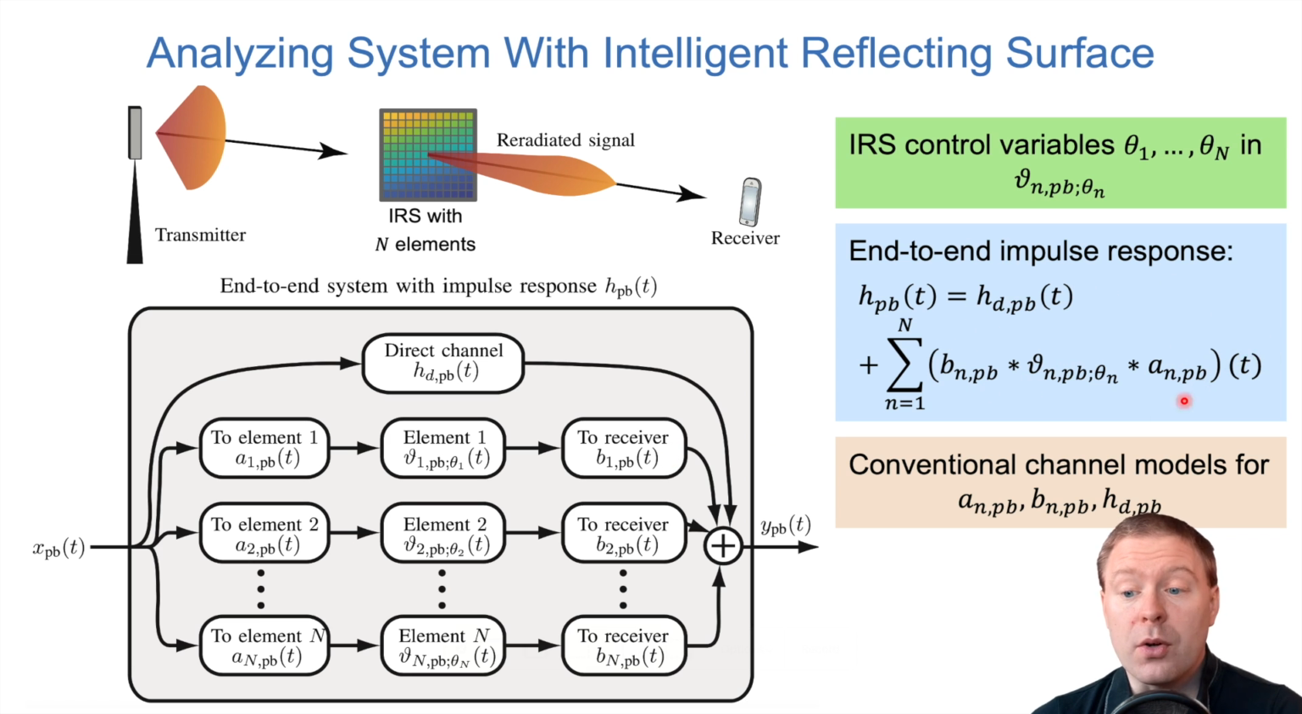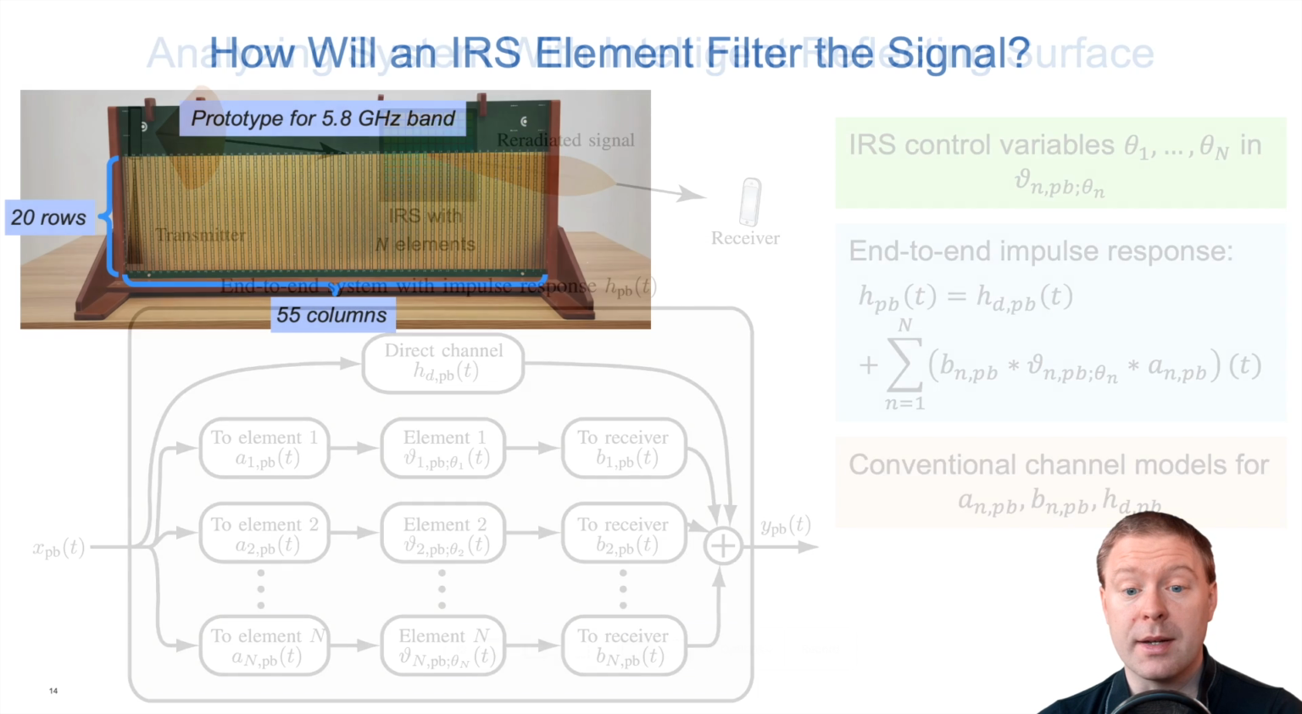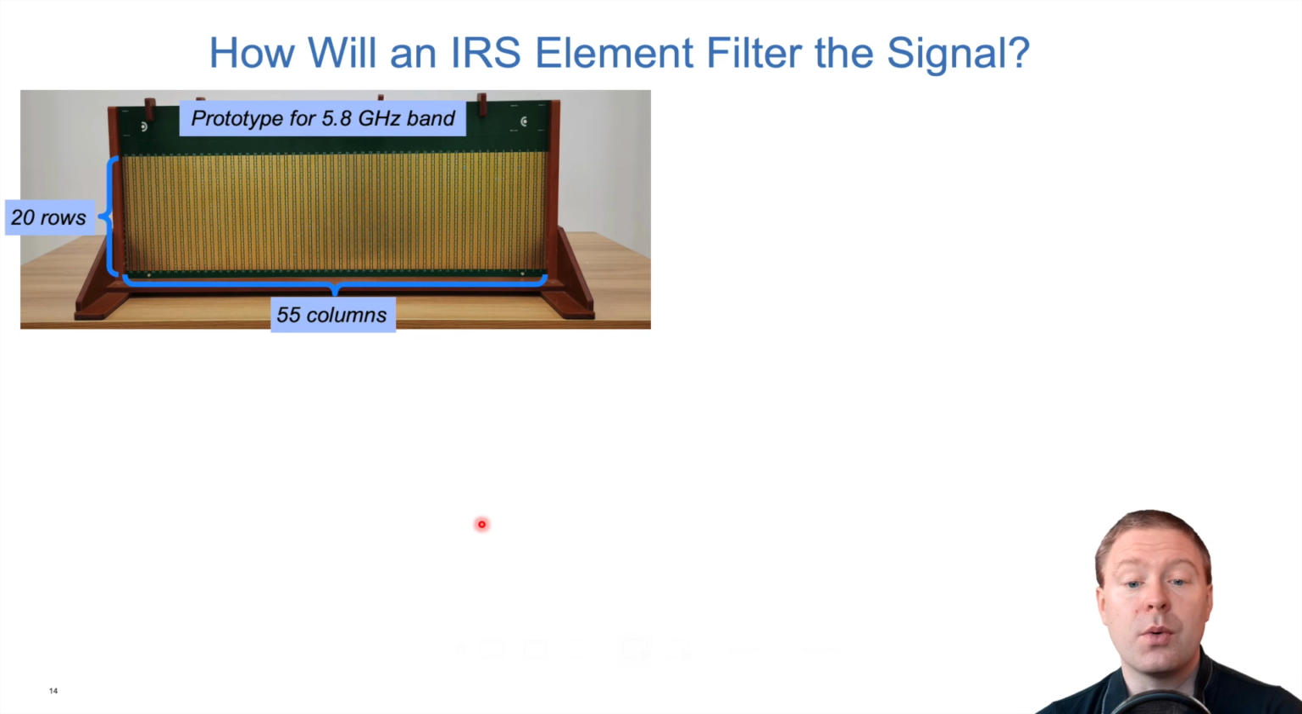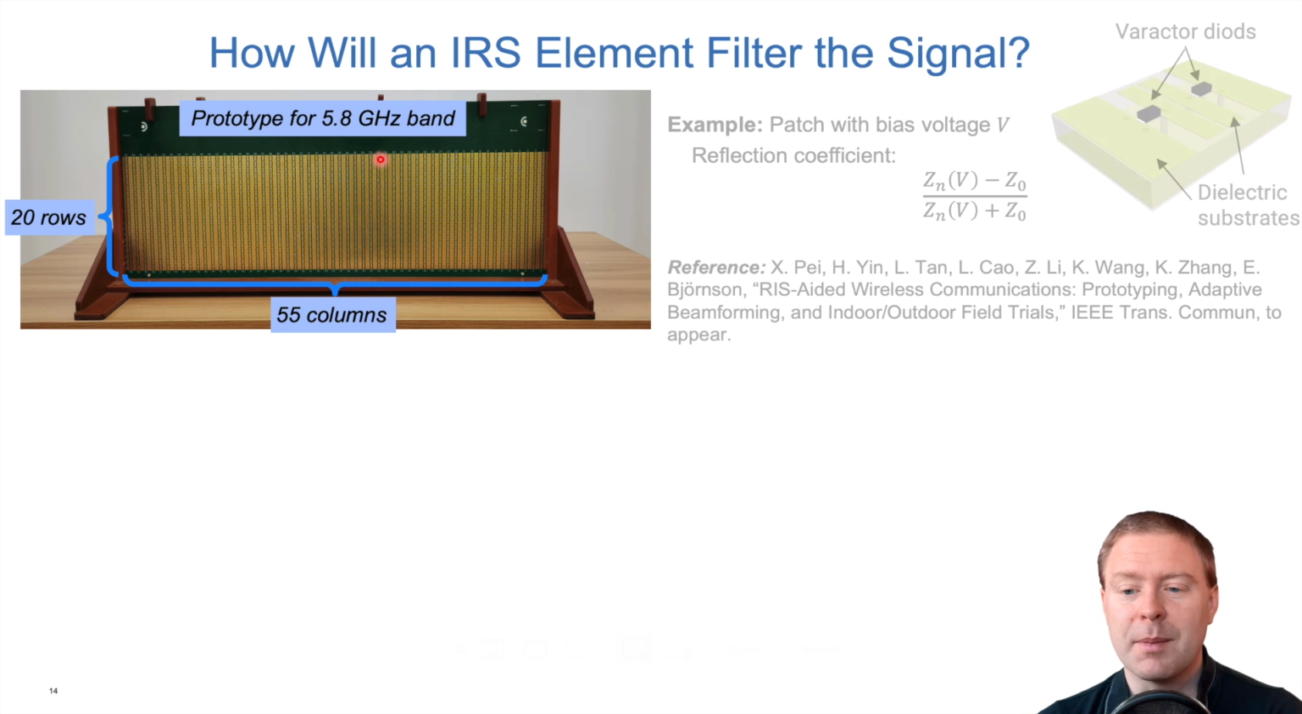And you can model all of these channels in the same way as we are conventionally modeling communication channels, and we will return to that later as well. The important difference is what is happening inside an element, and that we will have a closer look at now. So here is a prototype of an IRS containing 22 rows and 55 columns. So there is more than 1,000 elements, and these are designed for the 5.8 GHz band, which is a Wi-Fi band. So what is happening within each element?